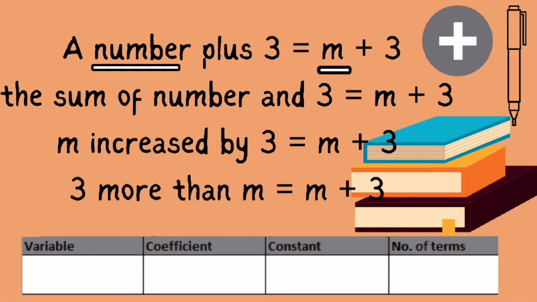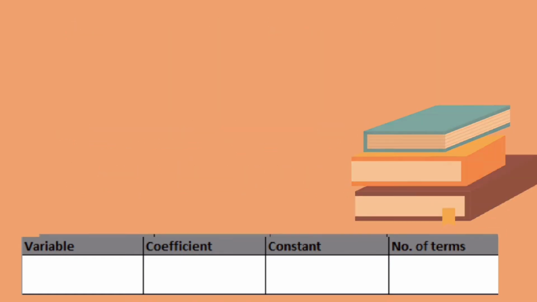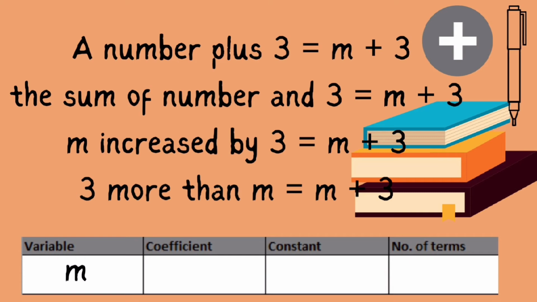Here, we have a number plus 3. First, you need to know what is missing here. The missing here is a number. This means that we are going to represent it by a variable. Now let's identify the variable, coefficient, constant, and the number of terms in our given algebraic expression. The variable here is the letter m.